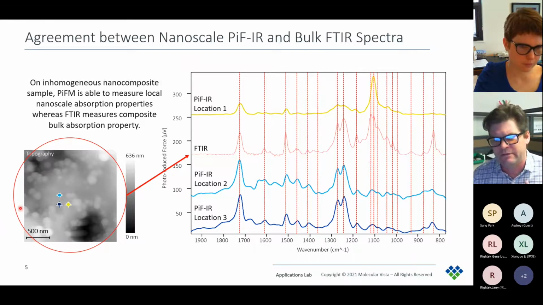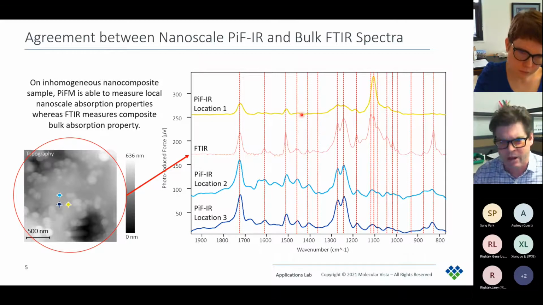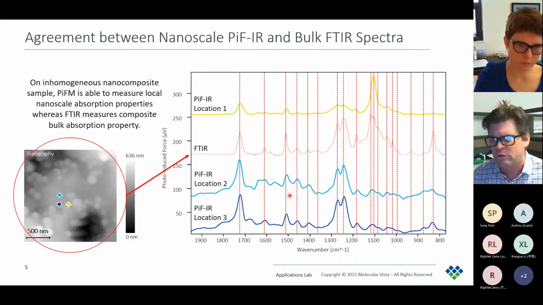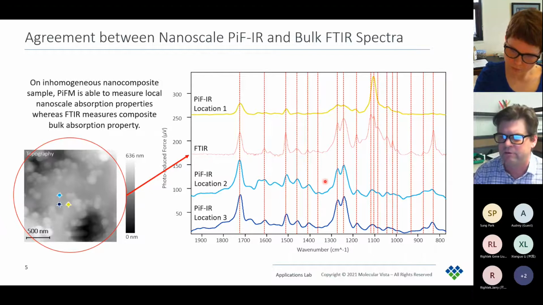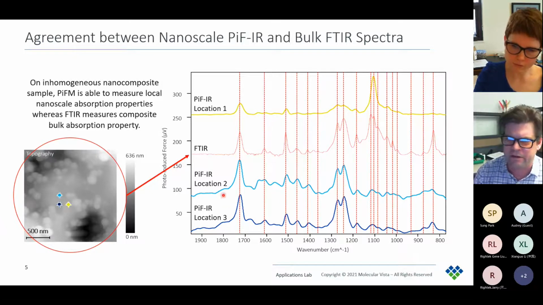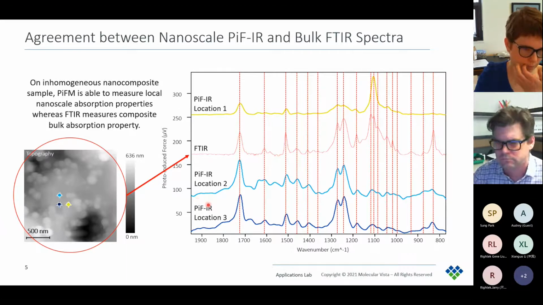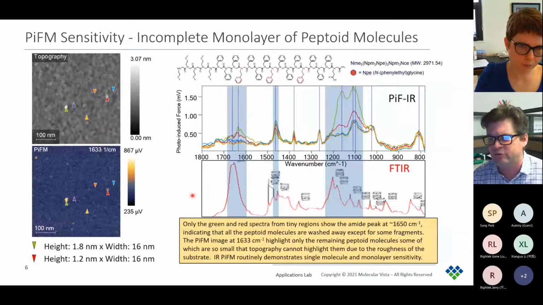But if we start to take point spectra at different locations within this ensemble, you can see that the PIFM is able to deconvolute, or pull out, unique spectra associated with different materials within that composite. At location 1, we're seeing something that looks quite similar to a silicon oxide, maybe a silica particle, and then we're seeing more of an organic nature in the light blue and dark blue locations. So just to give you a picture of what we're trying to do.